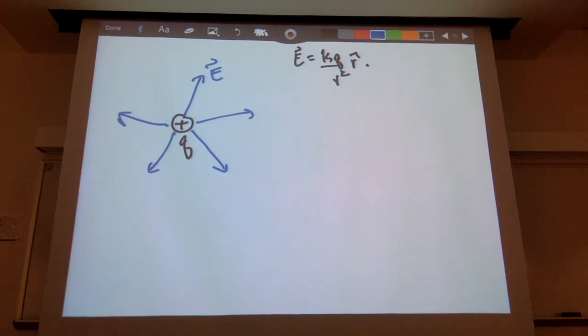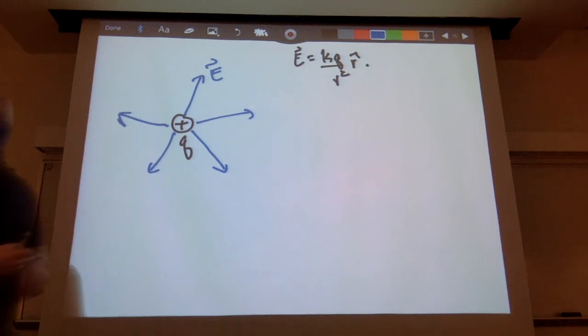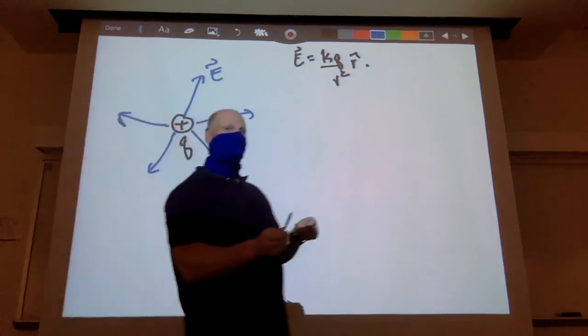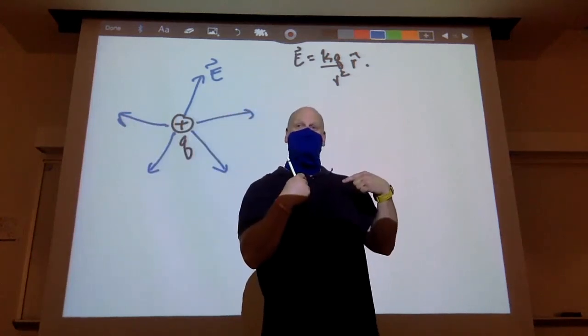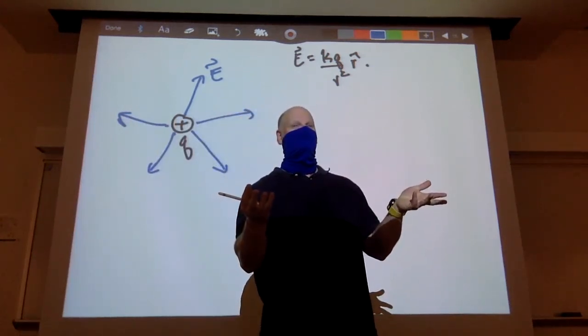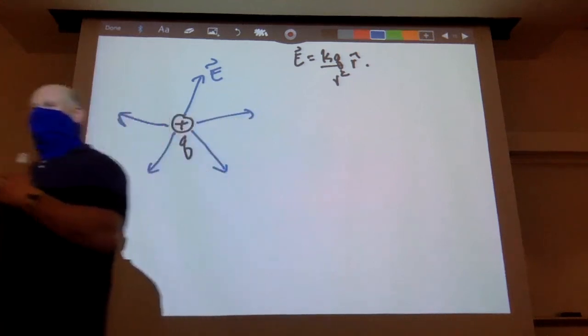So if I go in all directions the same, what type of shape is that? A circle, or three-dimensional, a sphere. This thing has spherical symmetry to it, which means the Gaussian shape I want to draw is a cube. No, I'm kidding. It's a sphere.